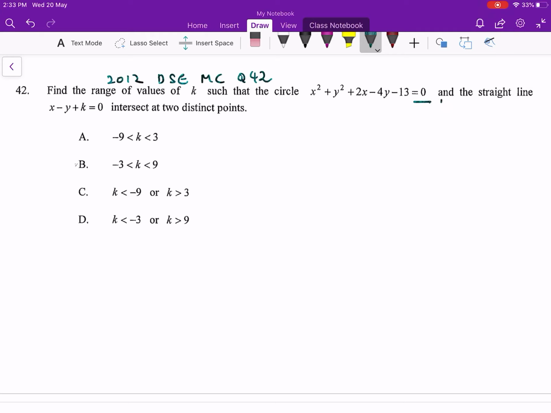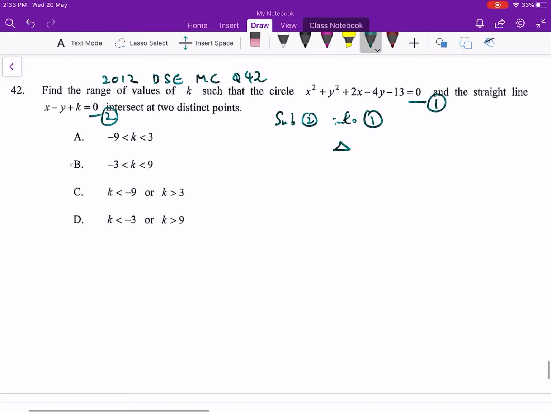normally you have to make equation 1 and equation 2 and try to substitute one of the equations into the other, and then try to use the delta. That means, because they cut at two distinct points, the solution will have two answers. That's why delta will be bigger than 0. So you have to do this procedure to find the range of k, okay?